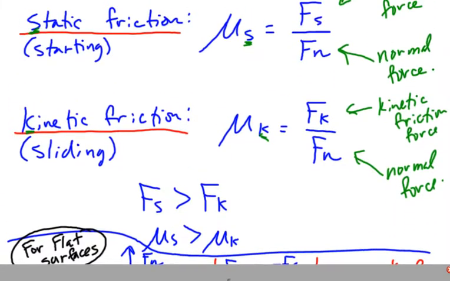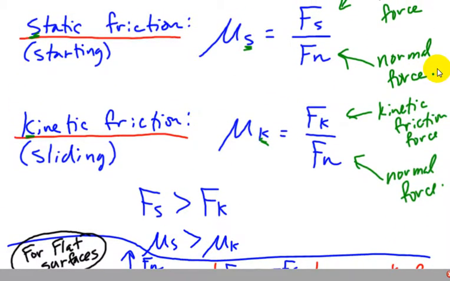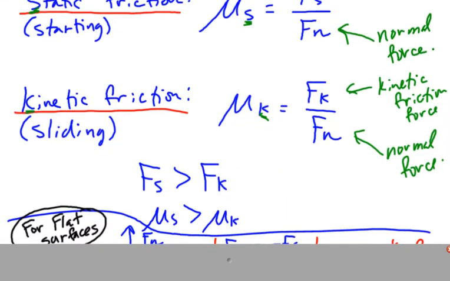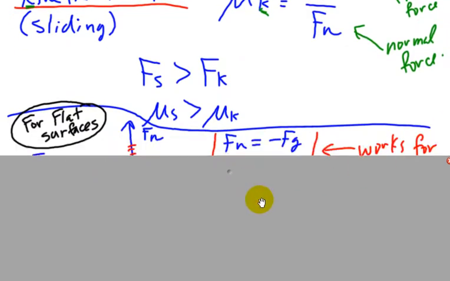Now, another thing that we mentioned is that it's more difficult to get something started than to keep it moving. So static force of friction is always bigger than kinetic force of friction. And also, the coefficient of starting friction or static friction is always more than the coefficient of kinetic friction. It's always more difficult to start something than it is to keep it going.